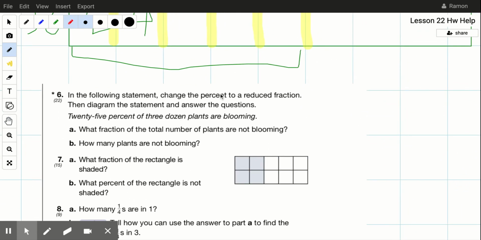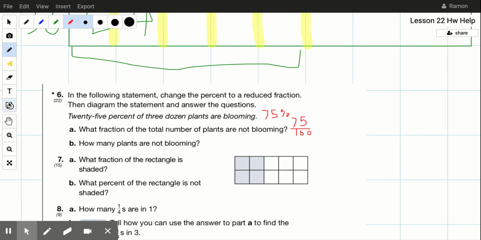Number 6, in the following statement, change the percent to a simplified fraction, then diagram the same and answer the questions. 25% of the 3 dozen plants are blooming. What fraction of the total number of plants are not blooming? So 25% are blooming. That means that 75% are not. So as a fraction, you would change the percentage to a fraction by putting it over 100. And then you're going to simplify that. Now, how many are not blooming?